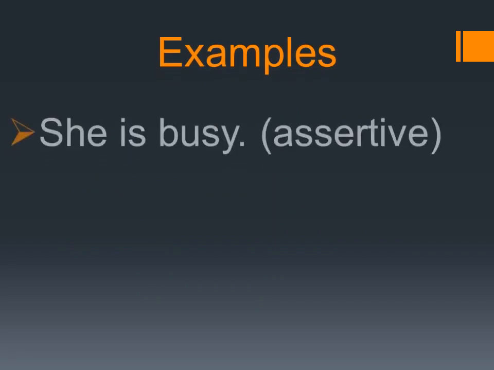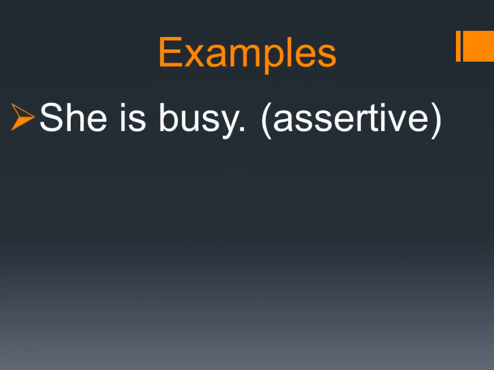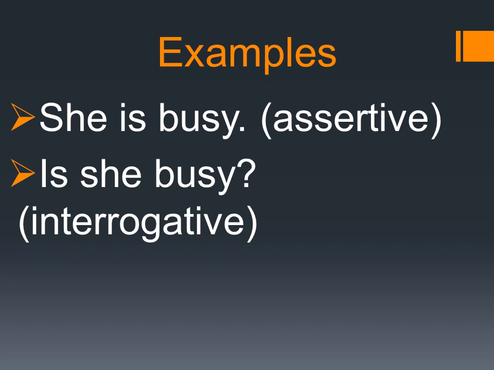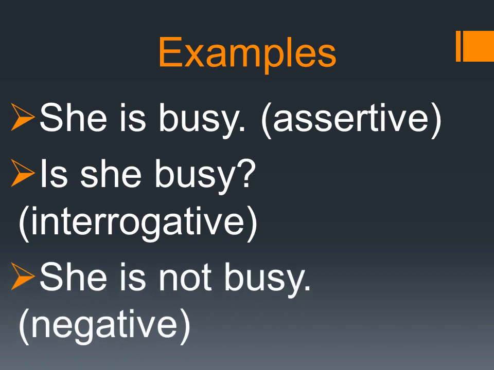For example, she is busy. This is a positive sentence or assertive sentence, a simple sentence. If we frame its interrogative sentence, we will bring the helping verb is just before the subject, that is she. So, to frame its interrogative sentence, we will write: is she busy? And to frame its negative sentence, we will add not just after the helping verb. So it will be written like this: she is not busy.